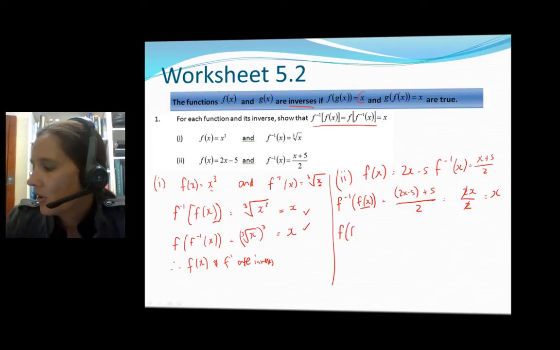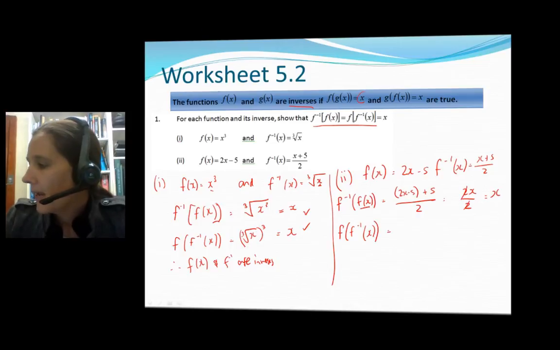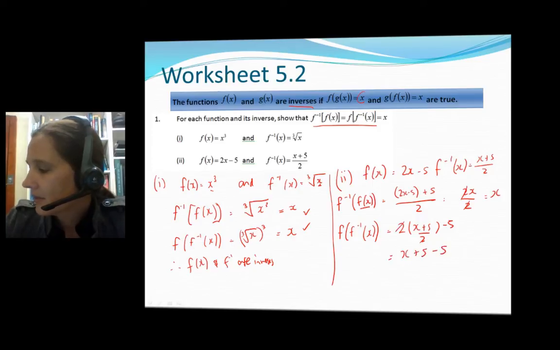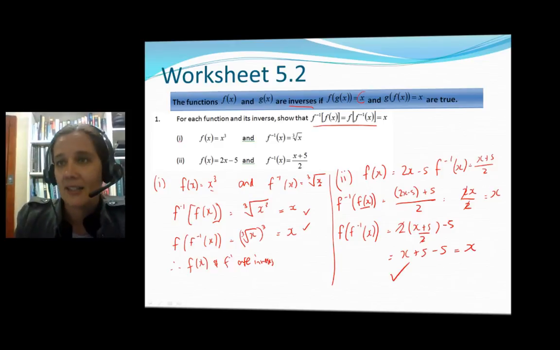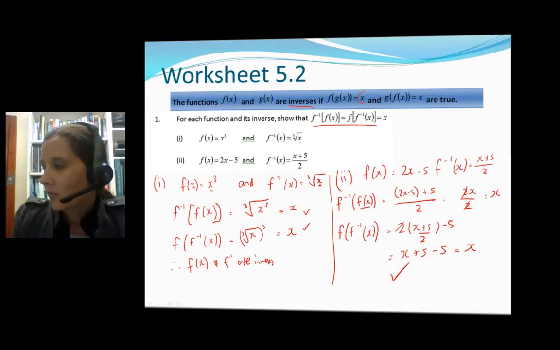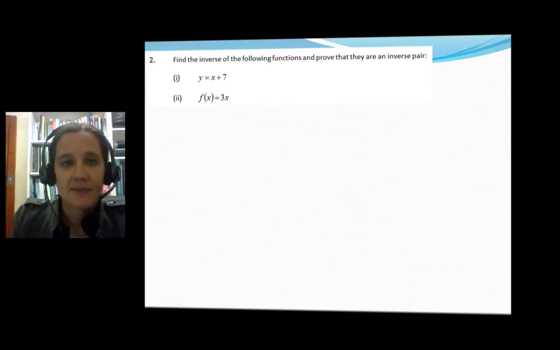Now our function of our inverse function of x. We have our function of x is 2x minus 5. So we have 2 times that, so minus 5. And our inverse function is x plus 5 on 2. So here our 2's will cancel. We get x plus 5 minus 5 is equal to x. So again, these ones here are inverses. So if we move on to the next ones here.